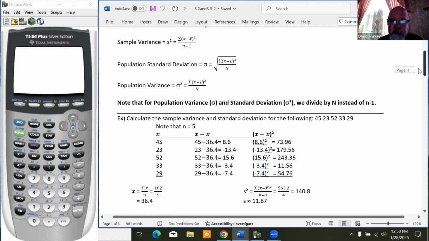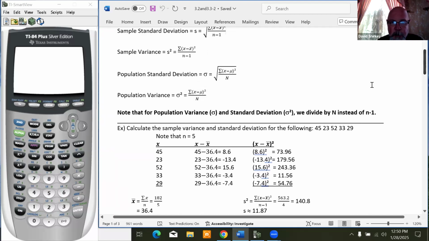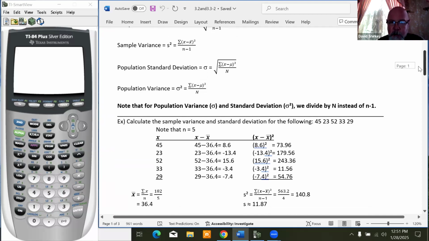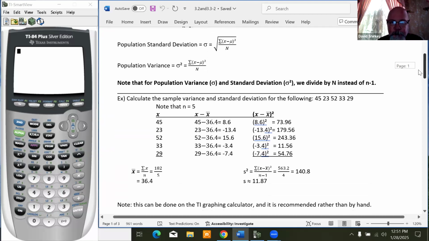Notice in the formulas above, let me slide back a little bit. Notice when you're working with samples, you're dividing by n minus 1. With populations, you're working with N. So be very aware in the problem you're working: is this a population or a sample that you're working with?